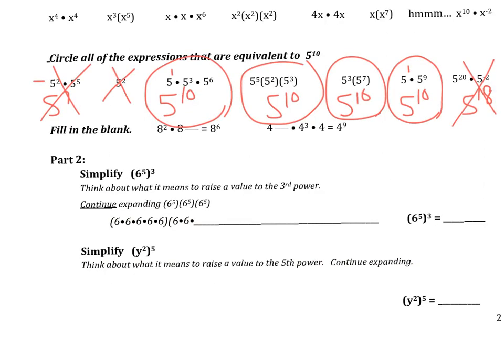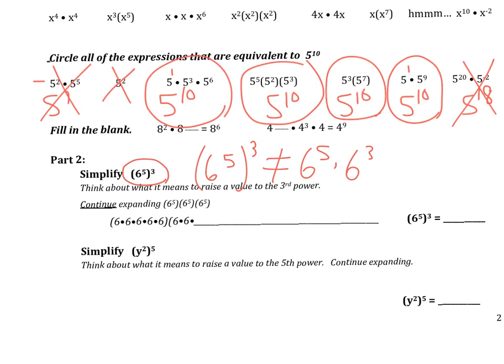Let's go on to part 2 here. Notice the difference between this problem and the problems we've been doing. Now, please note that 6 to the 5th power raised to the 3rd is not the same as 6 to the 5th times 6 to the 3rd. These are saying two different things. Think about what this is saying. 6 to the 5th cubed.